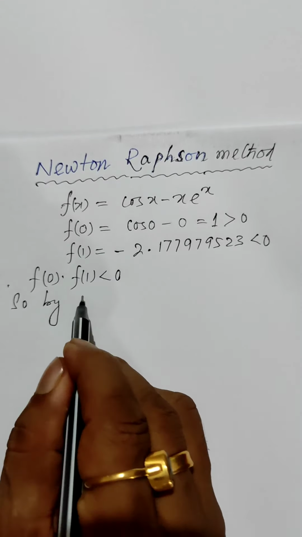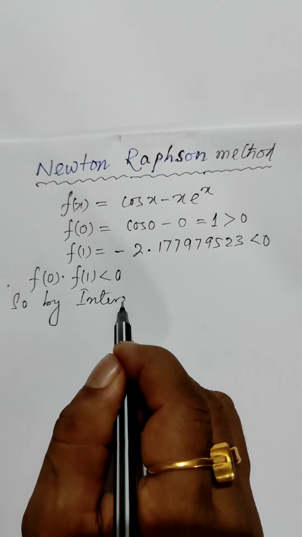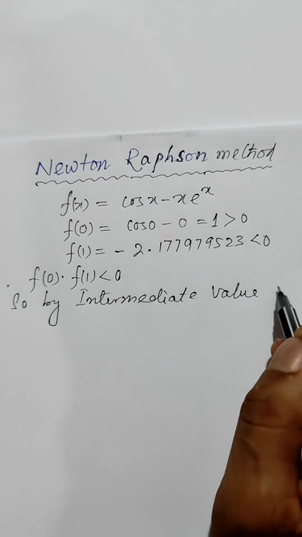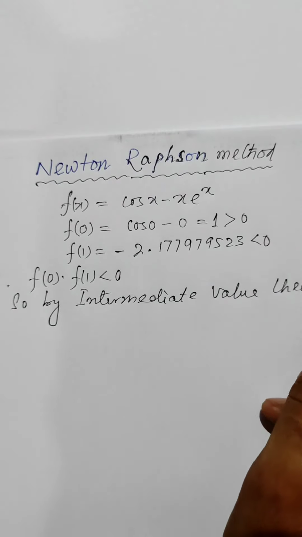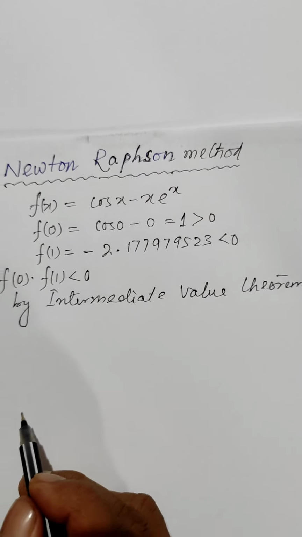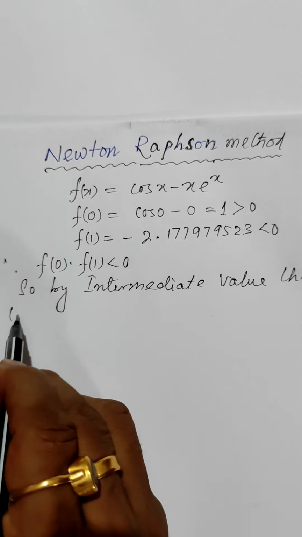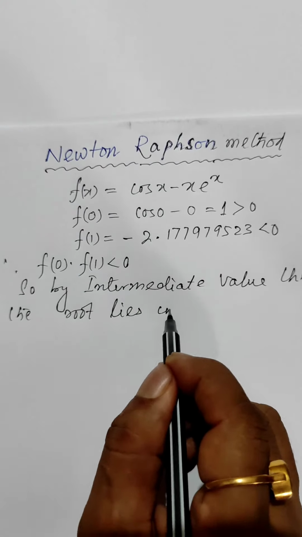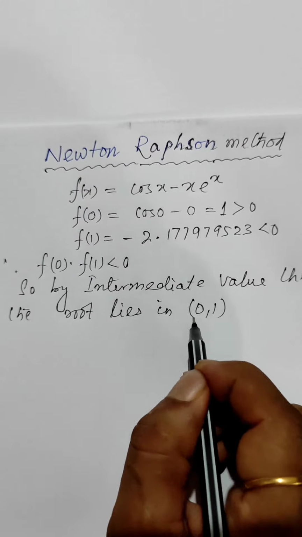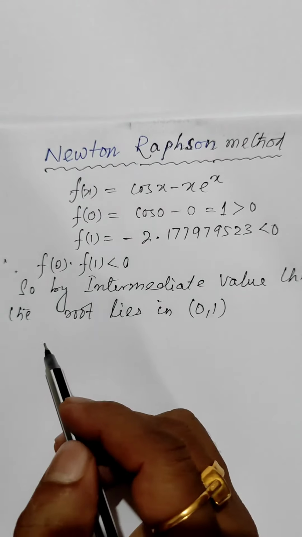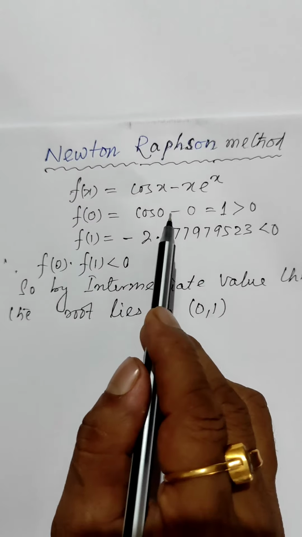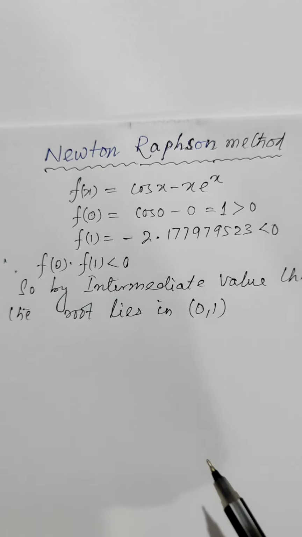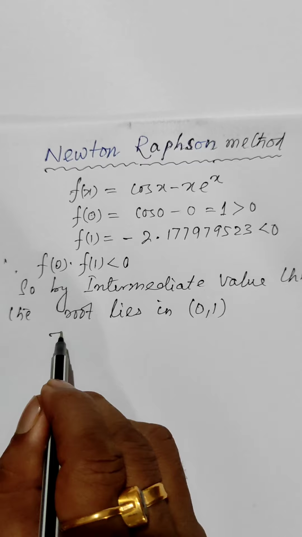So by intermediate value theorem, the root lies in 0, 1. If f of a into f of b is less than 0, that means one should be positive, another should be negative. That means the root should lie between 1 and 0. Clear? So what is the formula for Newton-Raphson method?